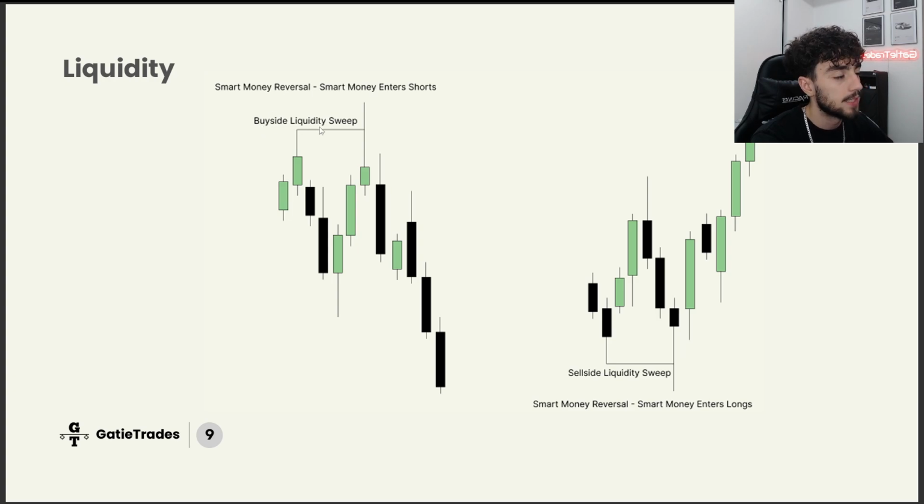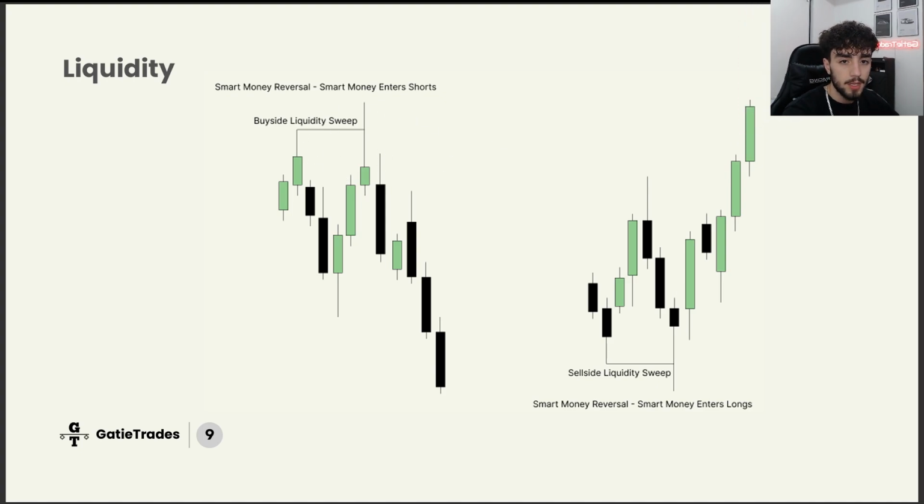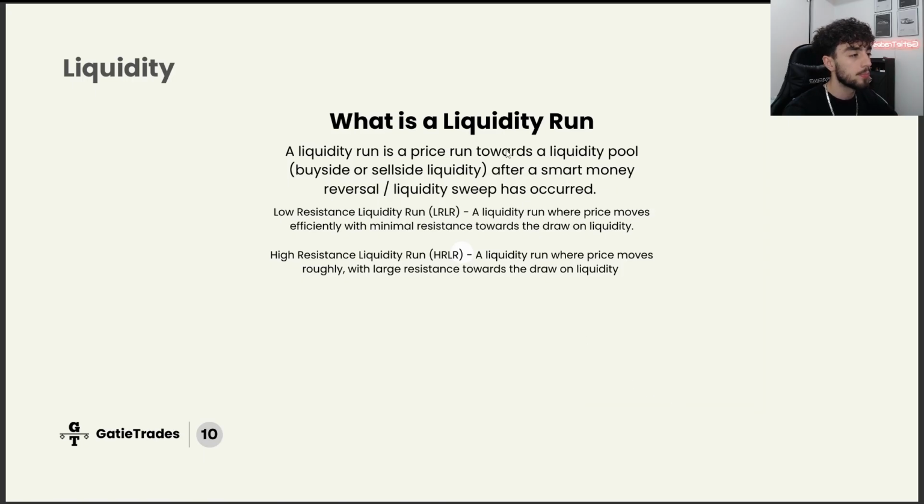So a buy side liquidity sweep is where we take out an old high. You can see the rejection from that old high, and we then move lower towards the sell side. A sell side liquidity sweep is where we take out an old low. You can see the rejection from that old low, and the price reverses and then takes out the buy side. You can see this is a smart money reversal. So this is where smart money enters shorts. And over here, you can see this is also a smart money reversal where smart money enters longs. All right. Now we need to identify what is a liquidity run.